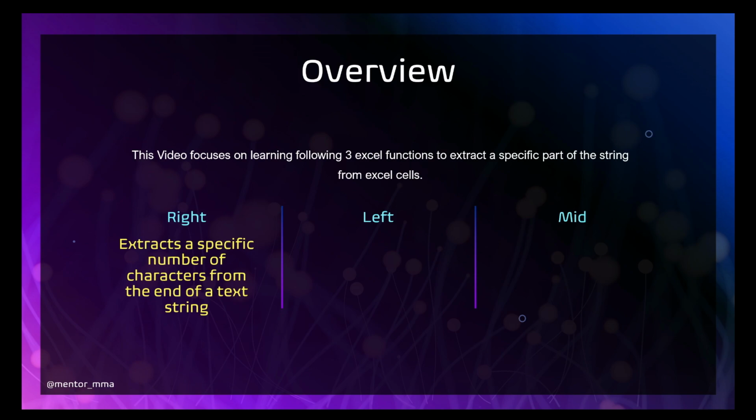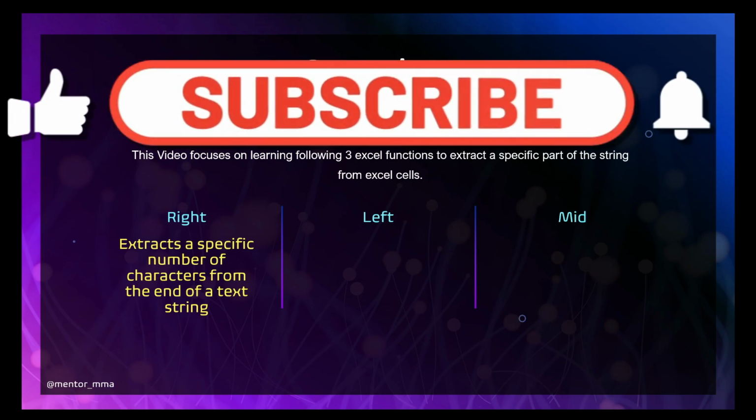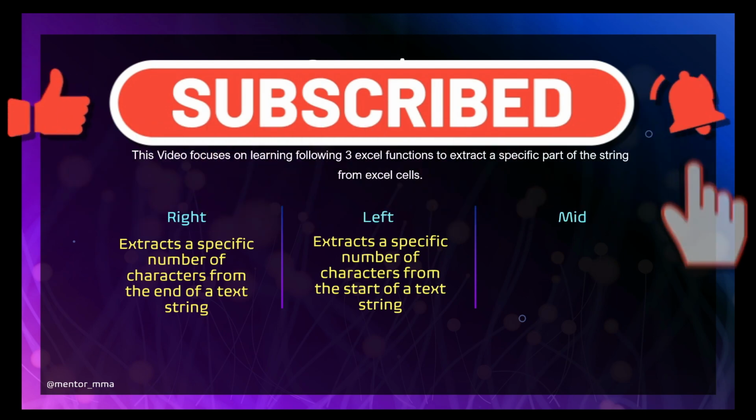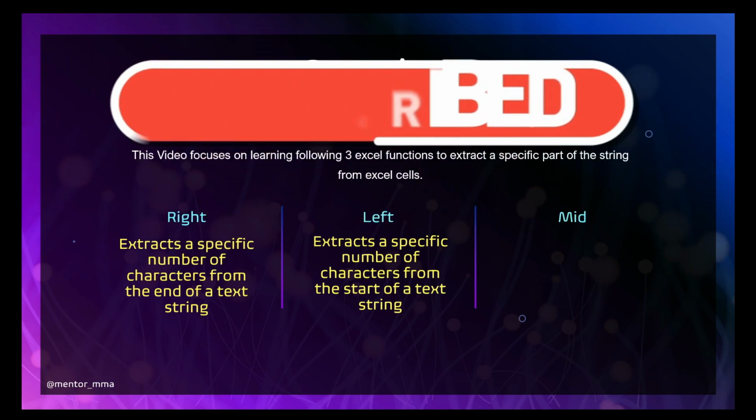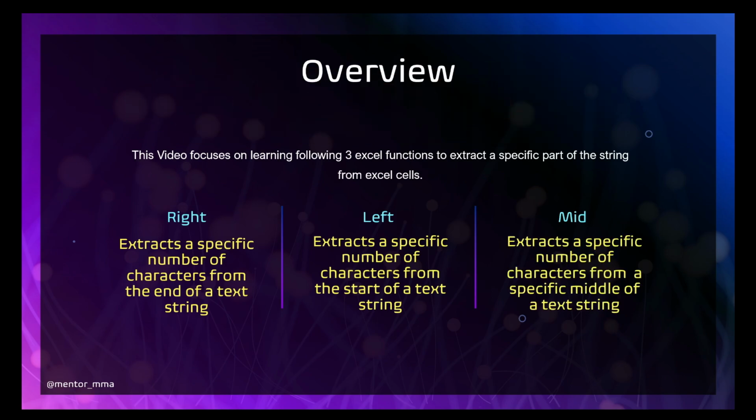What is right? Right is a function that extracts a specific number of characters from the end of a text string in an Excel cell. Left is a function that extracts a specific number of characters from the start of a text string. And mid is a function that extracts a specific number of characters from a specific middle of a text string. So you define where to start in the middle and how many characters in the middle you want to extract from a cell. All right, with that definition, let's quickly jump into Excel and see how these functions work.